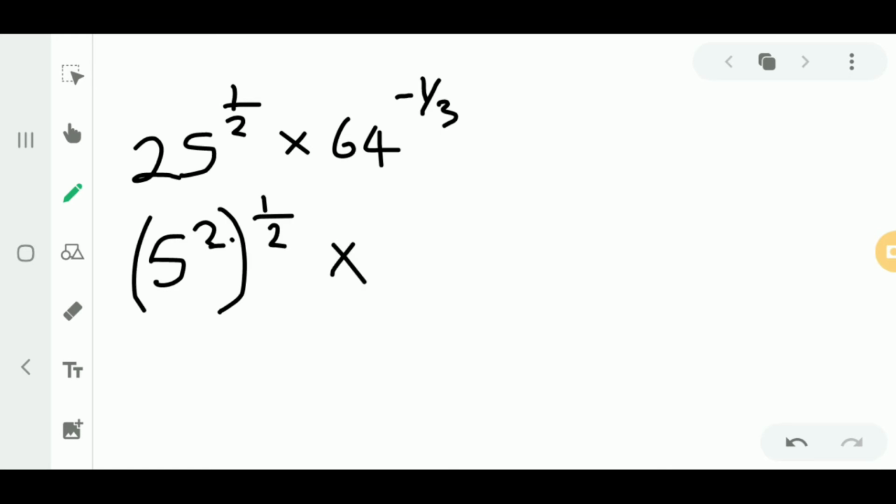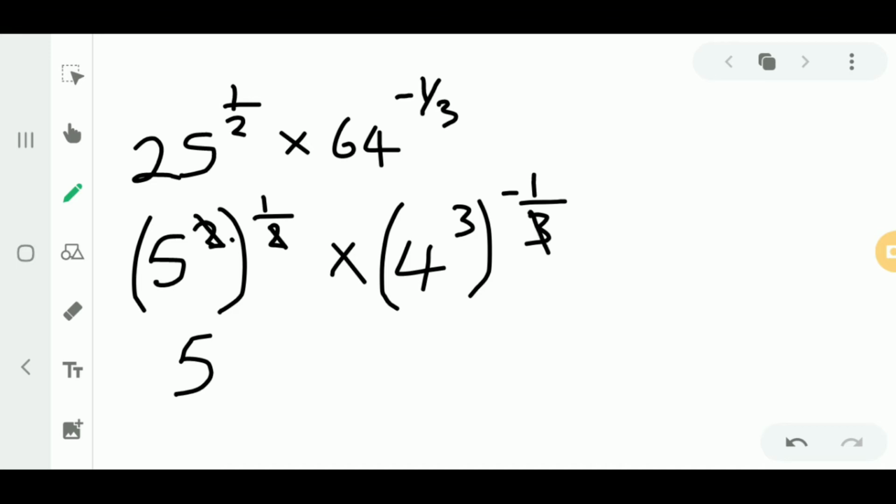Times, you look in the denominator of the power, you see the 3. What to the third power gives you 64? So 4 cubed gives you 64, and you have negative a third on the outside. Now again, the 2's would cancel, so you have 5 to the 1, which is 5. The 3's would cancel, and you would have left a minus 1. So it's saying times 4 to the minus 1.